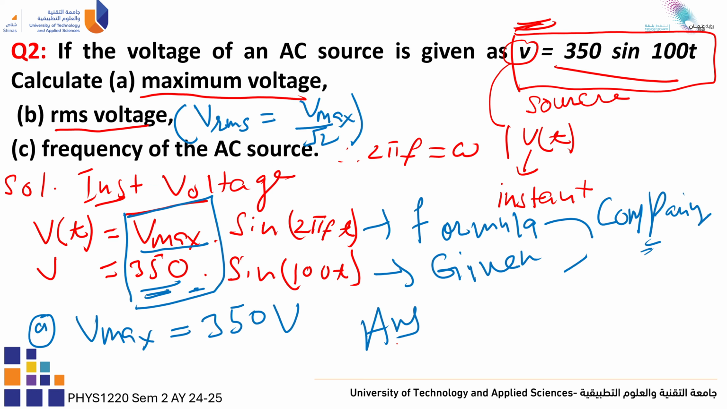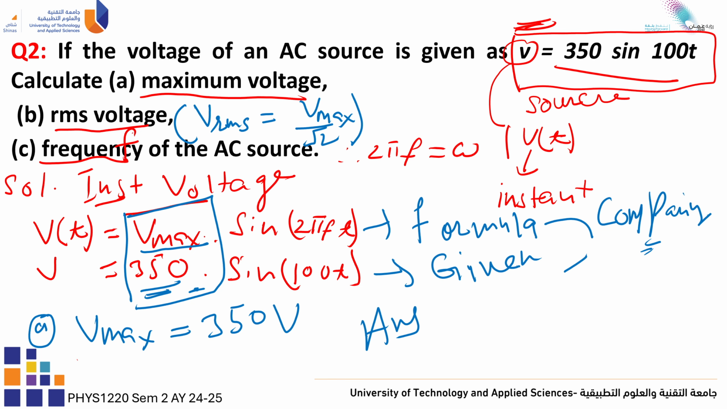Okay, now how many parts are there? Okay, so here, for part C, what we need to do is compare to find the value of this frequency. Frequency means F.